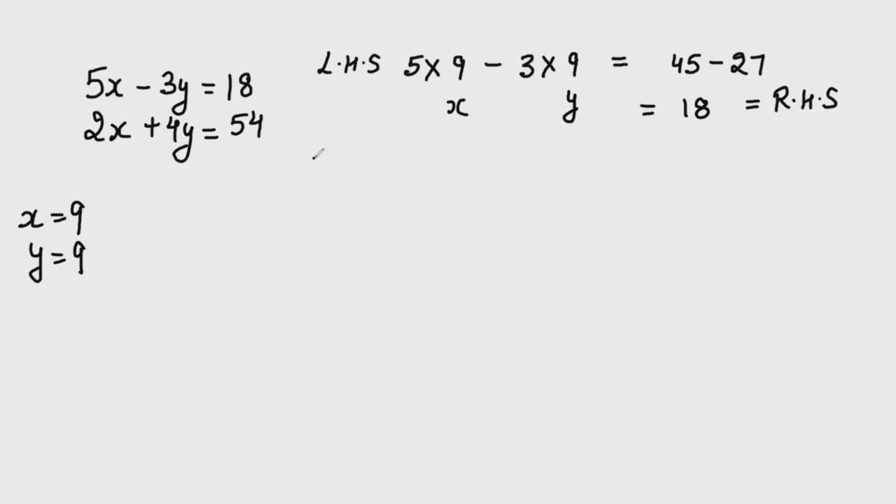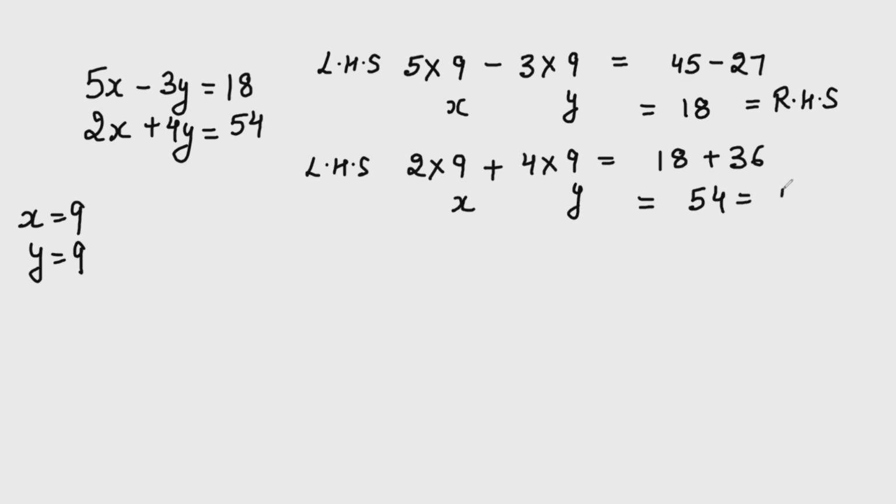In the second equation, the left-hand side is 2x. In place of x, it's 9, plus 4y, 4 into 9, in place of y we have 9. If I solve it, I get 18 plus 36, which is equal to 54, which is equal to the right-hand side. So when I substitute the values of x and y as 9 in both the equations, my left-hand side is equal to the right-hand side. That means your solution is absolutely right.